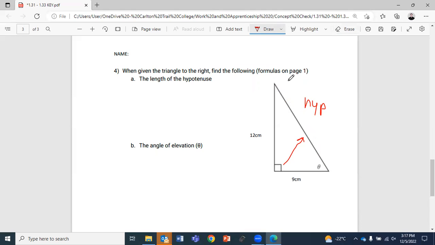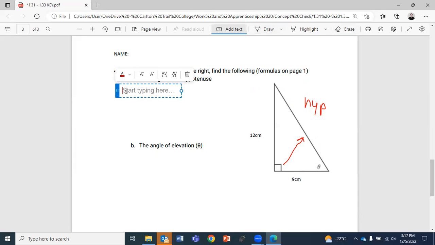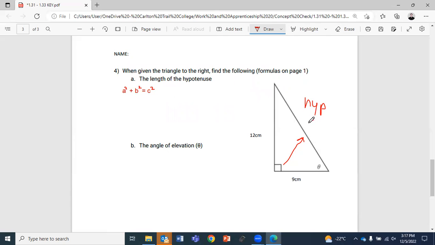To find the length of a triangle side, I need to use Pythagoras' theorem, right? If I only have lengths and I'm trying to find the third length, I need to use Pythagoras' theorem. So that's going to be A squared plus B squared equals C squared. I know my C is going to be my hypotenuse because it always is, so I'm just going to leave that how it is. I can make A and B whatever I want as long as I've labeled the hypotenuse correctly. So let's just do 12 squared plus 9 squared.